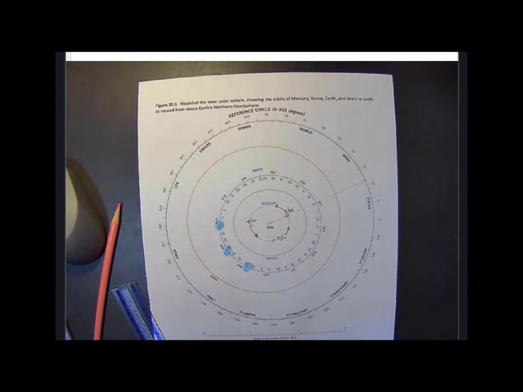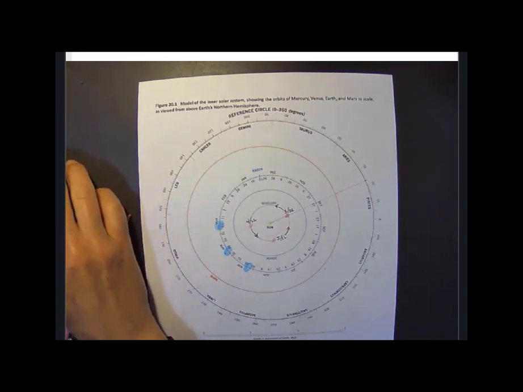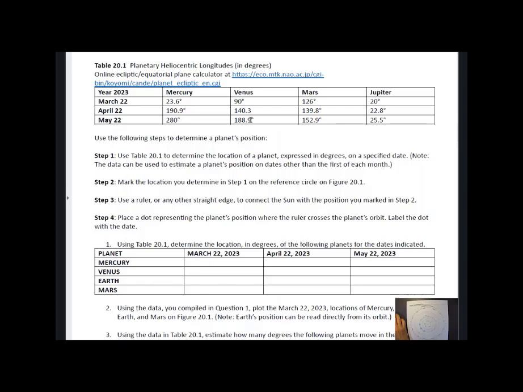All right, so your job, if we go back to the data table, is to plot the dates for Venus, right? Both March 22nd, April 22nd, and May 22nd, and make sure you label those dates on that figure 20.1. Do Mars as well, and then I'll do a couple more. In fact, we can do Jupiter together because you can see they're all really closely spaced because Jupiter, remember, is farther out. It takes 12 years for one orbital period, right? So it's much slower than the inner planets. So it's not moving very much compared to, for example, Mercury, which is moving very fast.